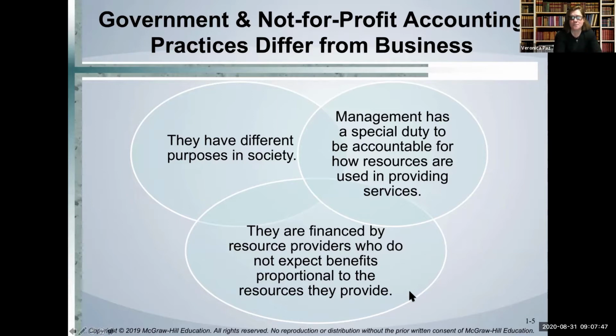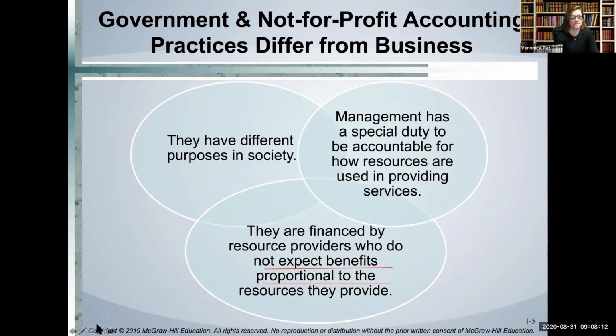And then they are also financed with resources for which they do not expect benefits. That is the key here, that it's not proportional. You want to make sure you understand that, because basically you're going to get money through revenue dollars, usually through tax, and then the benefits don't have to coincide.